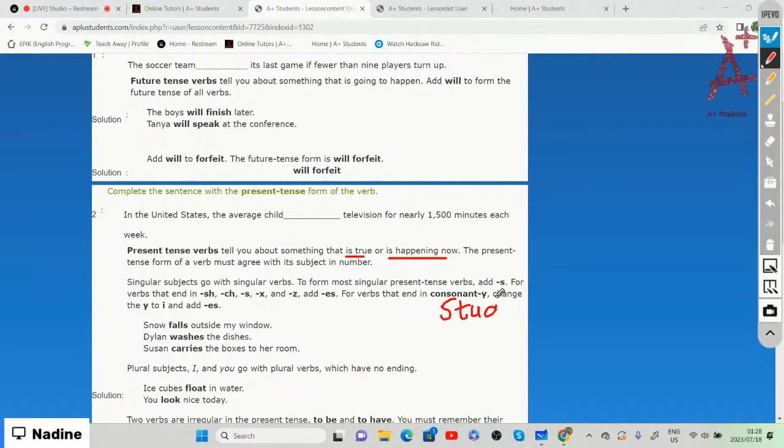We made an example of study, right? Which means that if the verb ends in a consonant and Y, we change the Y to an I, and we add an ES. All right, and here are a few examples. Snow falls outside my window, right? So basically just an S was added to the singular subject with a singular verb.